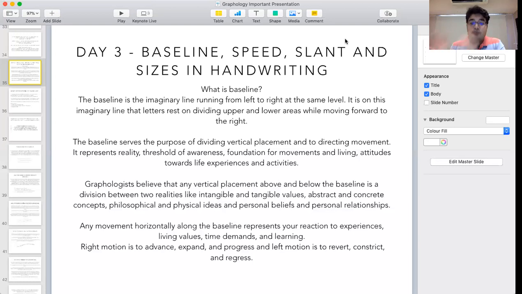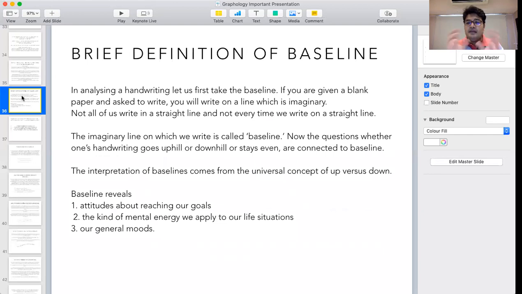The right motion, meaning going towards the right hand side whenever you're writing anything on a blank sheet of paper, is to advance, to expand and progress, and the left motion, right, is to revert, constrict and regress. So let me give you a brief definition of what the baseline is.